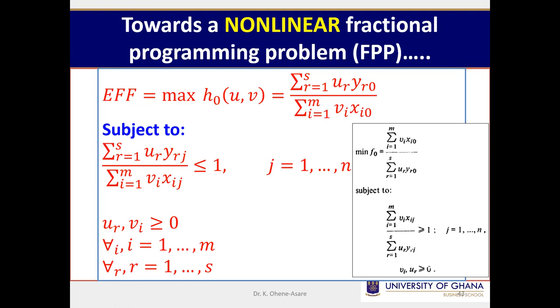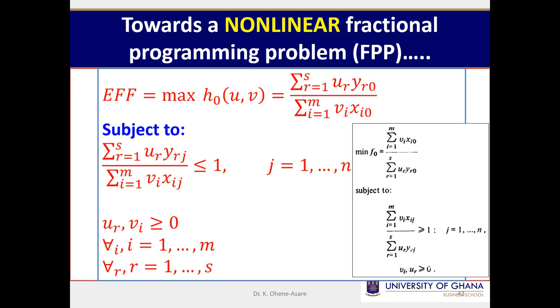Now, this model is more or less in terms of input orientation, but we can do the same thing in terms of output orientation. That's why you see the other one on the right hand side here. Now watch the one on the right side. Instead of maximum, we are talking about minimum. So instead of maximizing, we are minimizing. And instead of the weighted output over the weighted input, we are talking about the weighted input over the weighted output. And in the subject to constraint, instead of less than or equal to one, we have greater than or equal to one. Those are the only differences between the input oriented and output oriented in a fractional programming problem.